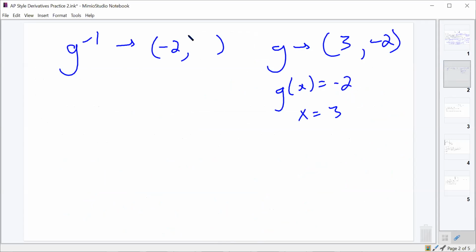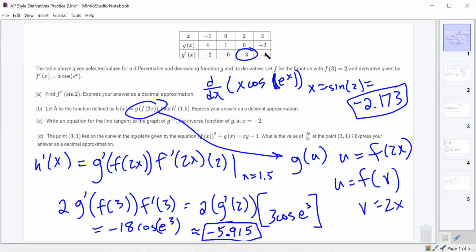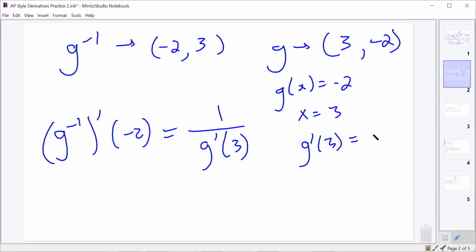Yeah. Yep. Okay. So once again, we're implementing the inverse rule here, and g inverse prime at negative 2 should be equal to 1 over g prime at 3. And so g prime of 3, according to our chart, should be what? G prime at 3 should be negative 4. Yeah. So we end up with a slope equal to negative 1 over 4 for g inverse. Everybody good with that?